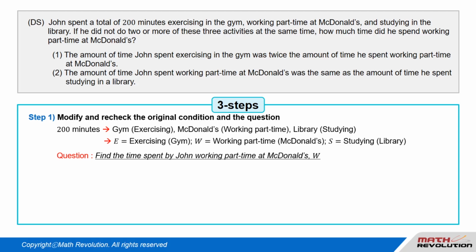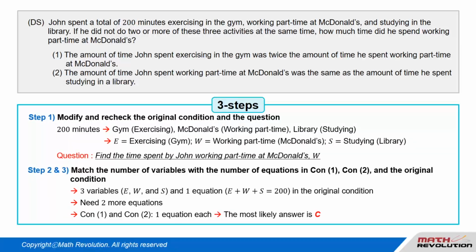Let us give a variable to each activity. E equals exercising in the gym, W equals working part-time at McDonald's, and S equals studying in the library. We have to find the amount of time that John spends working part-time at McDonald's, which is equal to W, if the 3 activities in total take 200 minutes.